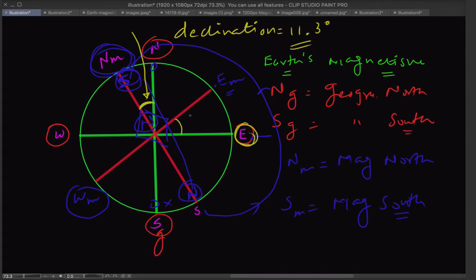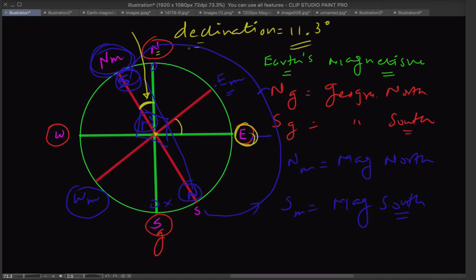So this is how initially we were thinking that whichever north, geographic north, is the magnetic north and magnetic south as well. But whatever we have learned in the past is not true. The true thing is that the angle between actual north and magnetic north is called the declination angle, 11.3 degrees.